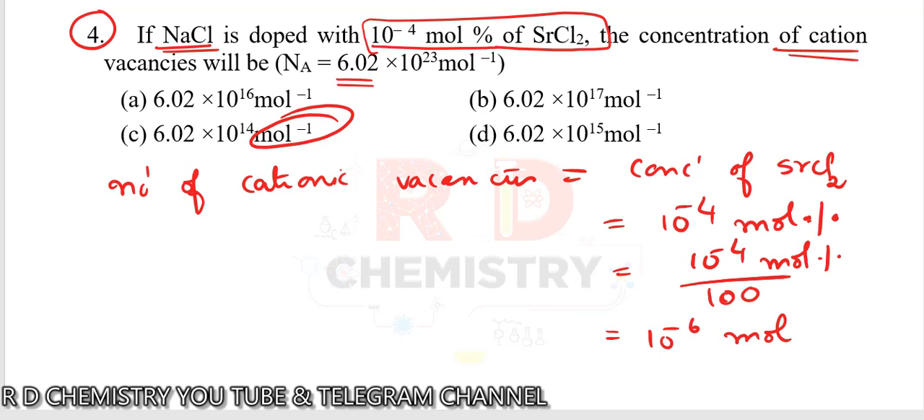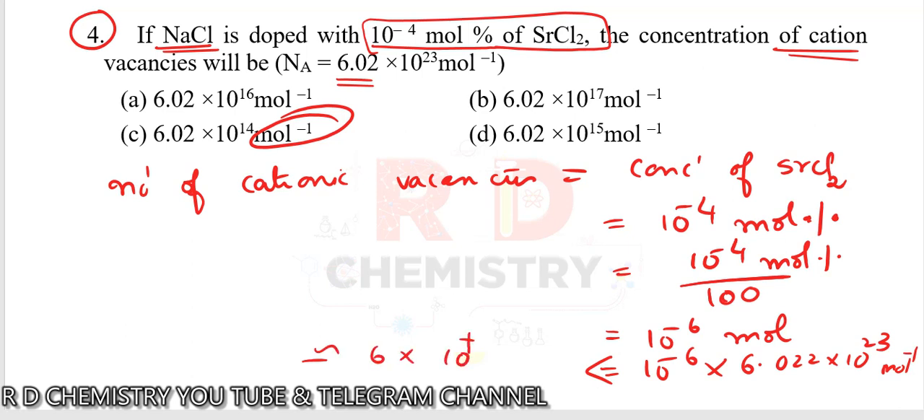And you know that 1 mole of any substance contains Avogadro number. Similarly, 1 mole of cationic vacancies contains Avogadro number of vacancies. So therefore, 10 power minus 6 times 6.022 into 10 power 23, and this is in terms of per mole, per 1 mole. So if you calculate this, the answer should be approximately equal to 6 into 10 to the power plus 17. So what is the answer? Answer is option number B. Clear?